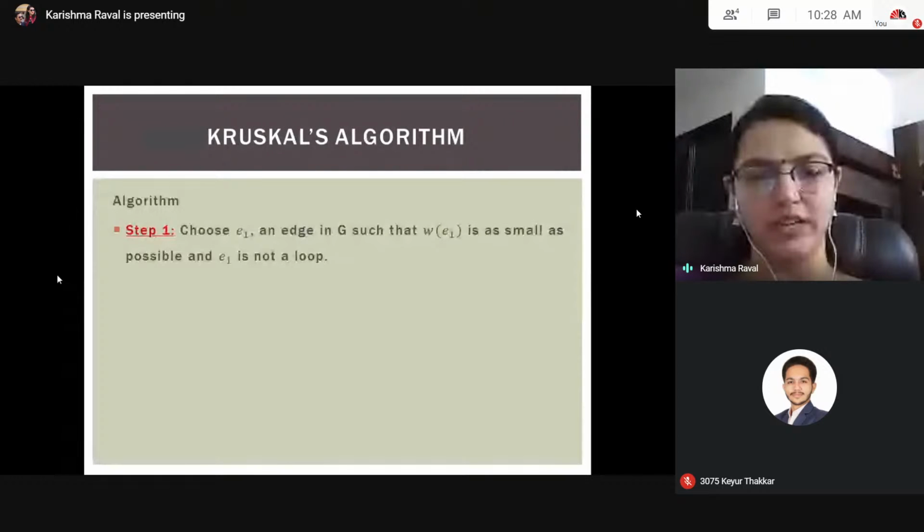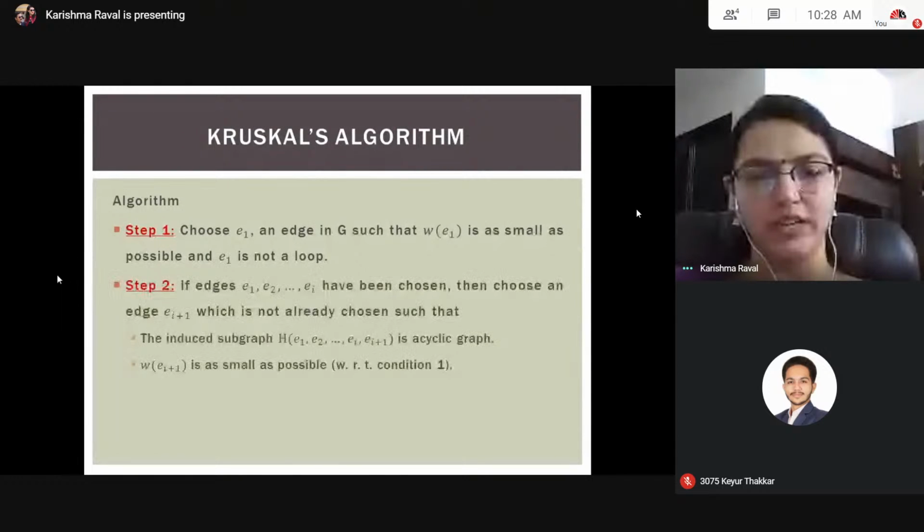Starting with Kruskal's algorithm, we'll first see the algorithm and then we'll see an example of it. The first step is to choose an edge e1 in G such that the weight of e1 is as small as possible and e1 is not a loop. Step 2: if edges e1, e2 up to ei have been chosen, then we choose the next edge ei plus 1, which has not already been chosen, such that there are 2 conditions. The first is that the induced subgraph H with e1, e2 up till ei plus 1 is acyclic, means it does not form a cycle, and the weight of ei plus 1 is as small as possible with respect to condition 1. The last step: if G has n vertices, then we stop after selecting n minus 1 edges. If not, then we go to step 2 again and repeat it.